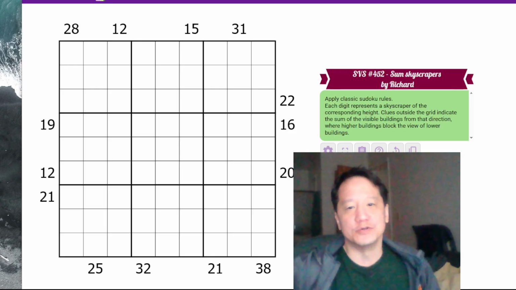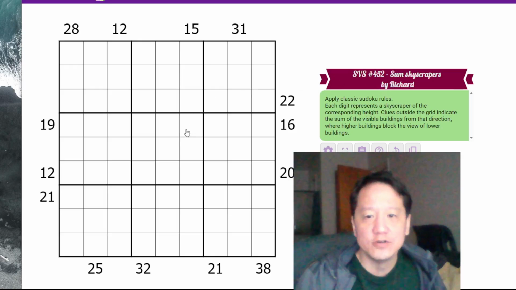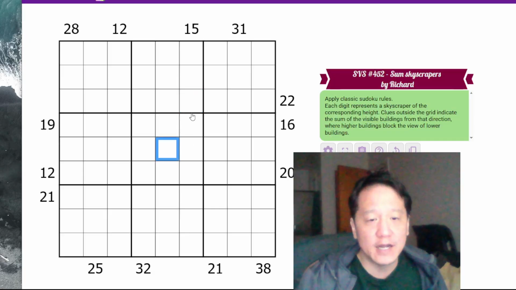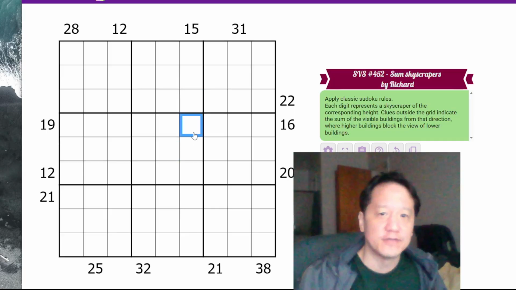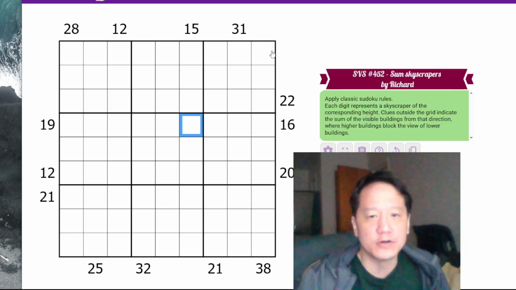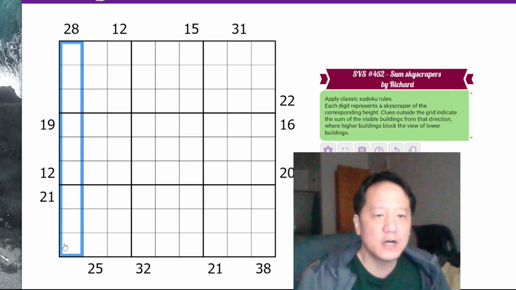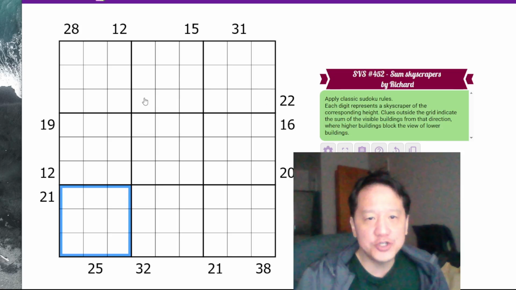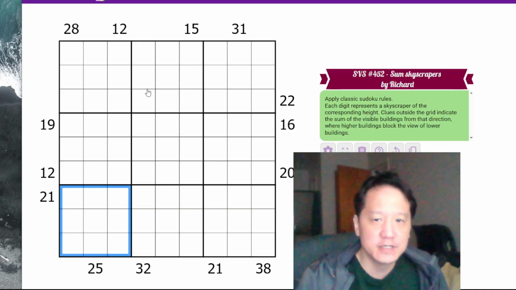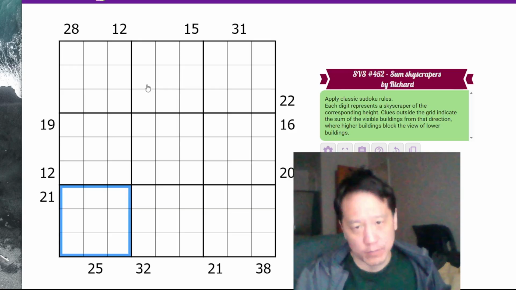And here are the rules. Apply classic Sudoku rules, which means in every cell in the grid, place a single digit from 1 through 9 such that there are no repeats in any row, column, or designated 9-cell region. Each digit represents a skyscraper of the corresponding height. Clues outside the grid indicate the sum of the visible buildings from that direction, where higher buildings block the view of lower buildings.